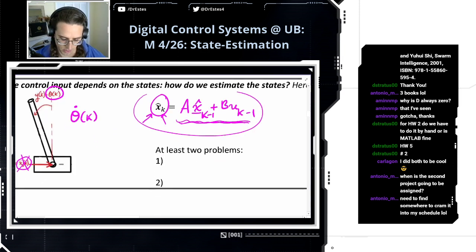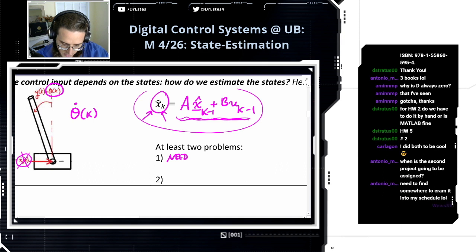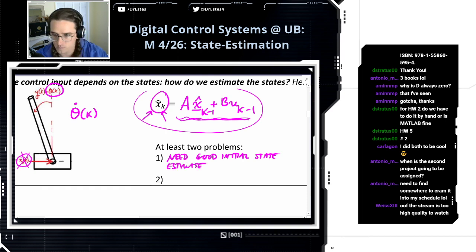But there's some problems with this. There's at least two problems. To do this, you need a good initial state estimate, which sometimes you can't get.